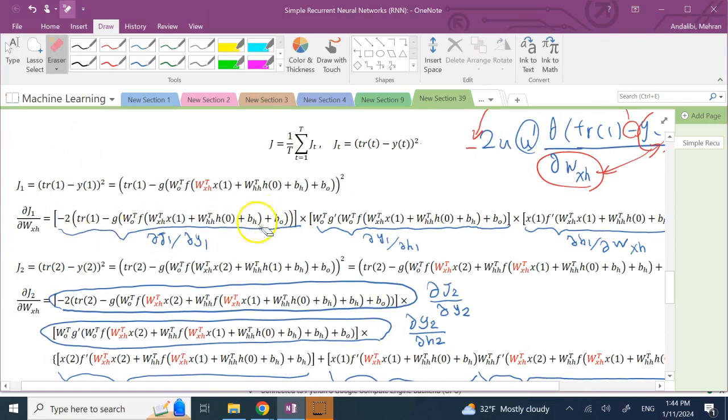This one here is the partial of J1 with respect to Y1. This guy is partial of Y1 with respect to H1. And finally, this one is partial of H1 with respect to WXH. So we wrote it as the product of these three terms. And clearly, if you do that, you're going to get this, and that's chain rule.